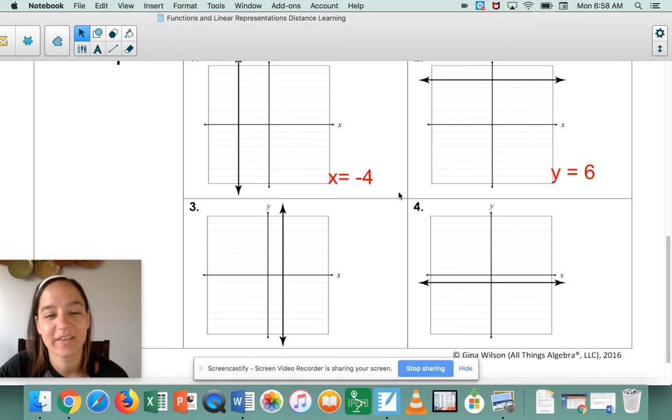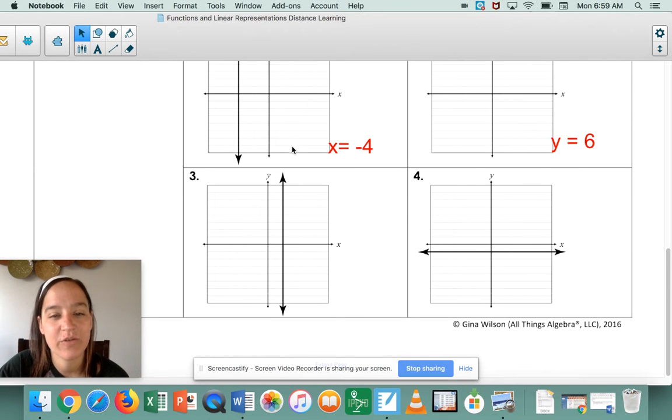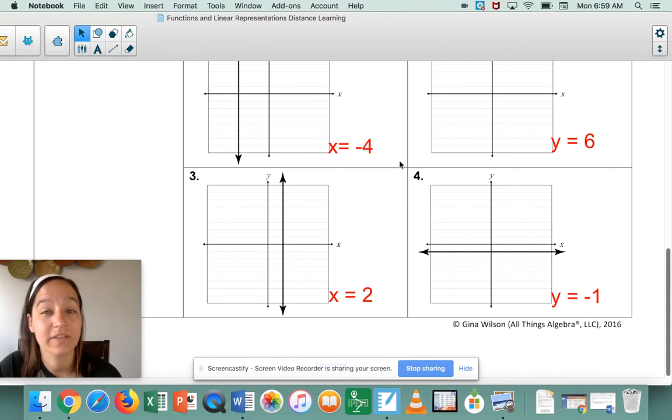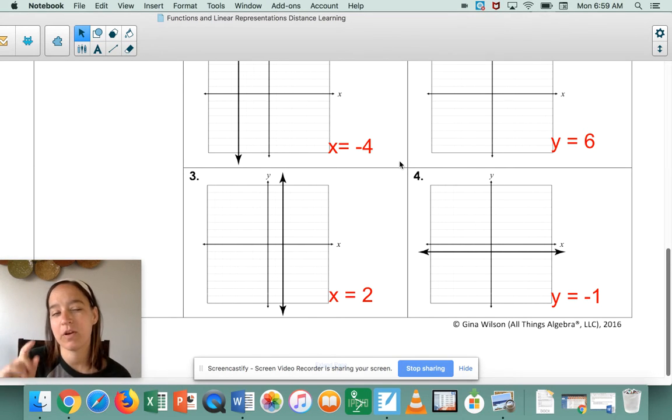Okay. So for these two, again, we've got a vertical line. So it's going to be x equals, and it looks like it goes over 1, 2. So it's x equals 2. My y goes down 1. So that's y equals -1. So again, we just made our equations. That's kind of the big thing about vertical and horizontal lines. We're going to do a couple more.